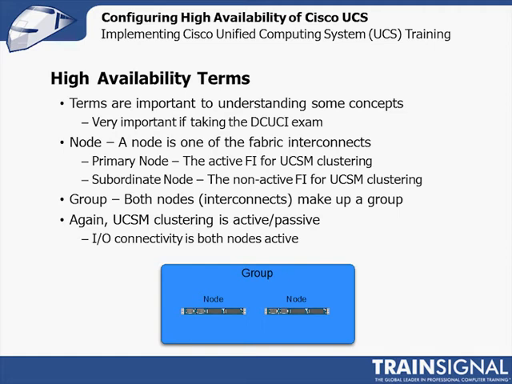A node is one of the fabric interconnects. The primary node is the active interconnect for UCSM. The subordinate node is the non-active fabric interconnect. Both of the nodes together make up a group or a cluster. So within a group you have 2 nodes, one active, one standby, or primary and subordinate. UCSM clustering is active-passive, I/O is active-active, and you'll hear that asked a lot, and you'll see these terms come up: node, group, active-active, and active-passive.